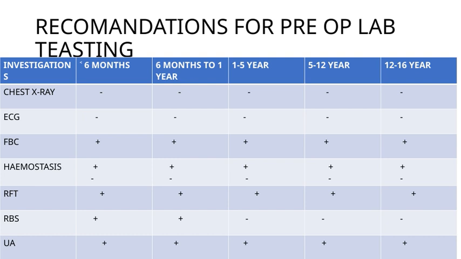Overall, the key takeaway is that preoperative lab testing should be tailored to the child's age and health status, with certain tests like FBC, RFT, RBS, and UA being consistently important across all age groups. This approach helps us ensure safety and optimize outcomes for our pediatric patients.